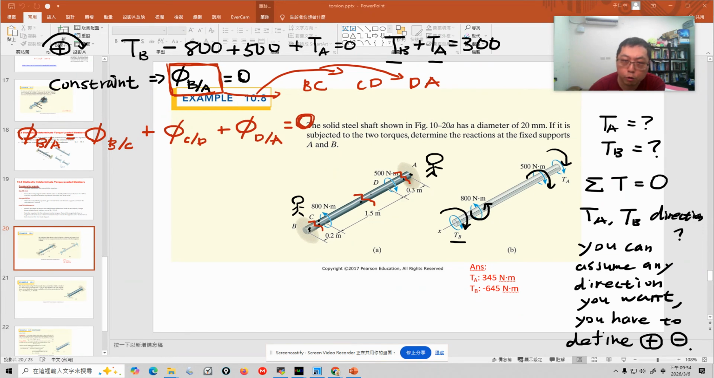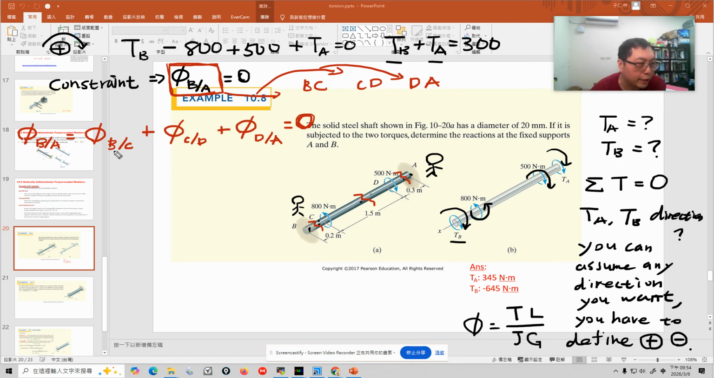And for the angle of twist, don't forget our formula. The angle of twist is equal to TL over JG. T is the torque, L is the length, J is the polar moment of inertia, G is the shear modulus. What's the shear modulus of this problem? The problem didn't give us the shear modulus, but maybe we don't need it.